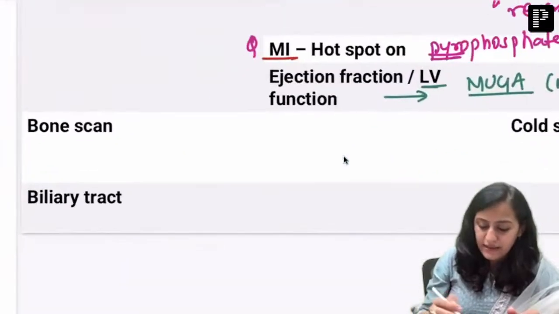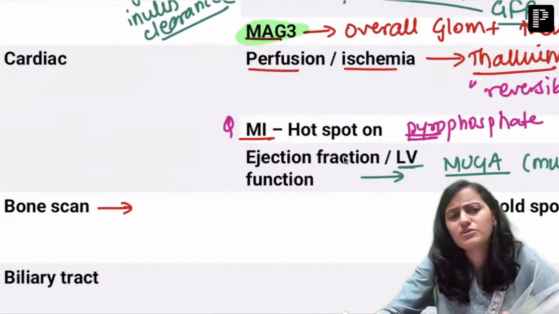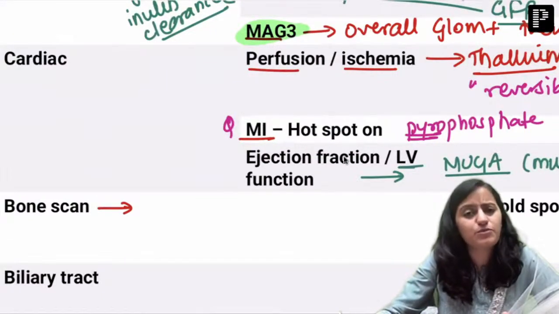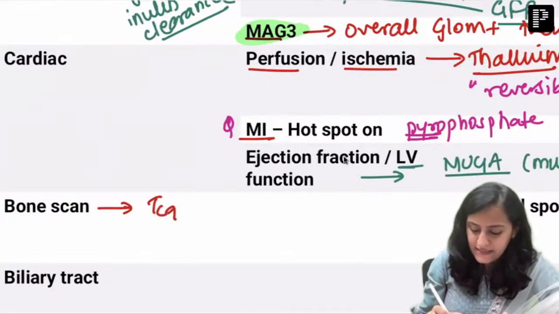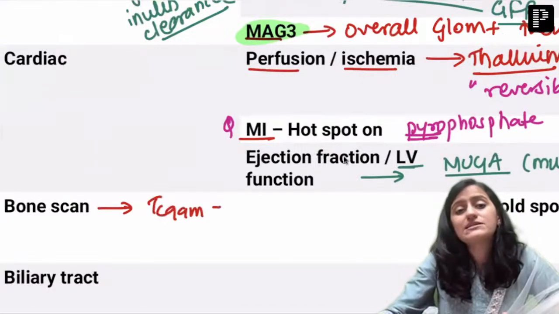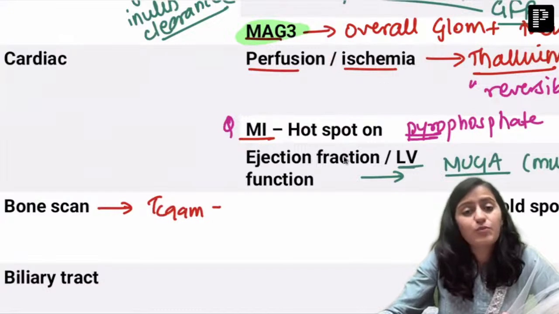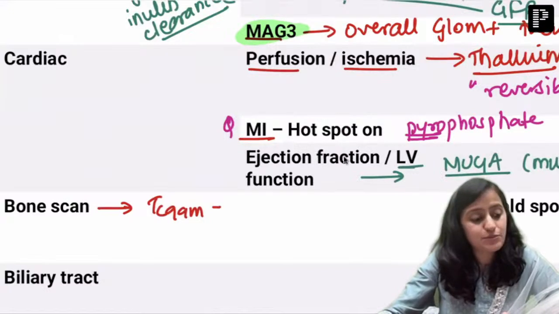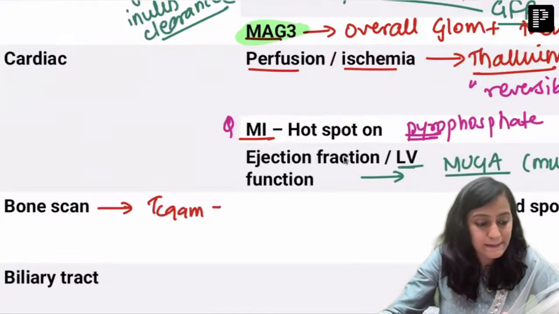Going to the bone scan, what do you use for bone scan? Which radioisotope do you use for bone scan? The same, that is technetium-99m. And what is the ligand that you use here? Tell me, what drug do you use in osteoporosis? What is the drug used in osteoporosis?